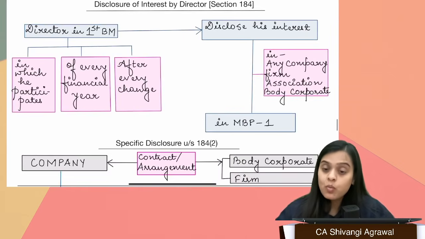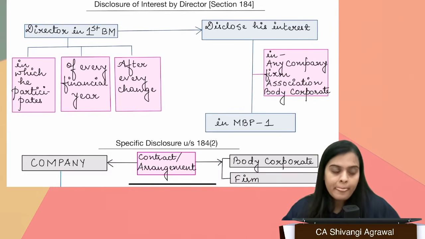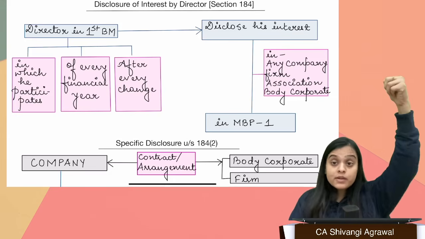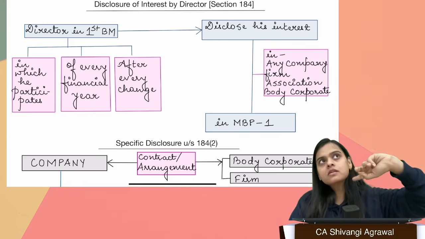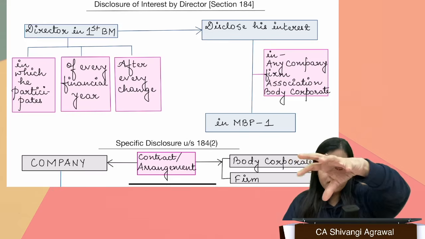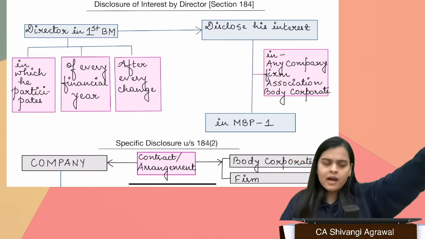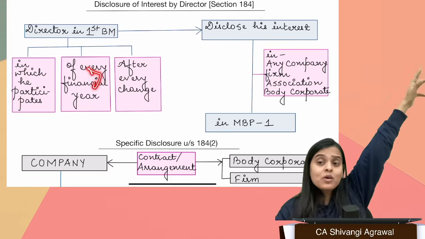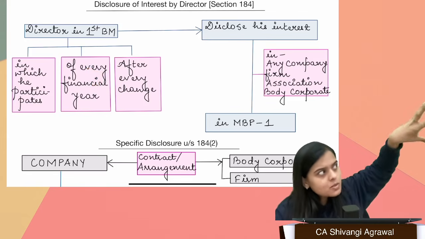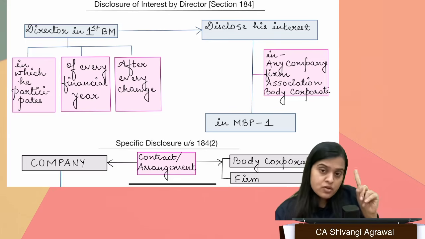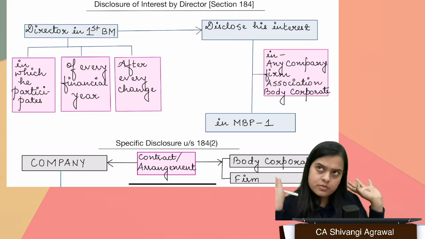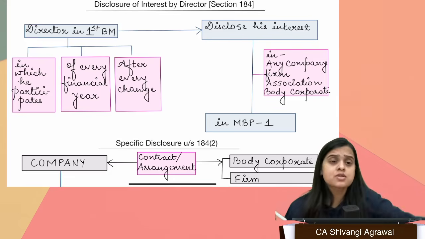Next, we come to section 184. That is disclosure of interest by a director. Now, I already told you this, but I will just repeat myself. I am a director of this company, or I'm going to be a director of this company. I may also be a director of this company. I may hold shares of this company. I may be a partner in this firm. So, all the other business connections that I have, I'm not talking about the relatives, all the business connections that I have to disclose. I have to tell the company that these are the business connections that I have.